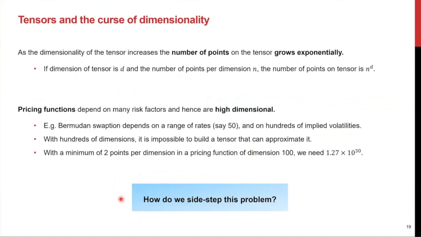Well, pricing functions are high dimensional. For example, a Bermuda swaption depends on tens of interest rates, let's say 50 of them, and hundreds of implied volatilities. So we're talking about a function which is in the hundreds in terms of dimension. So it's impossible to build a tensor for them. Just a tensor of 100 dimensions, 2 points per dimension, gives us 1.2 times 10 to the 30 grid points. So it's impossible to build a tensor for. The question is, how do we sidestep this problem?